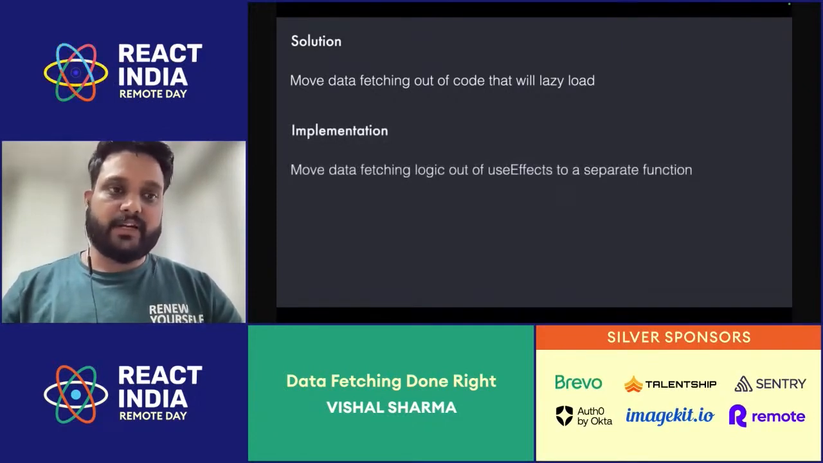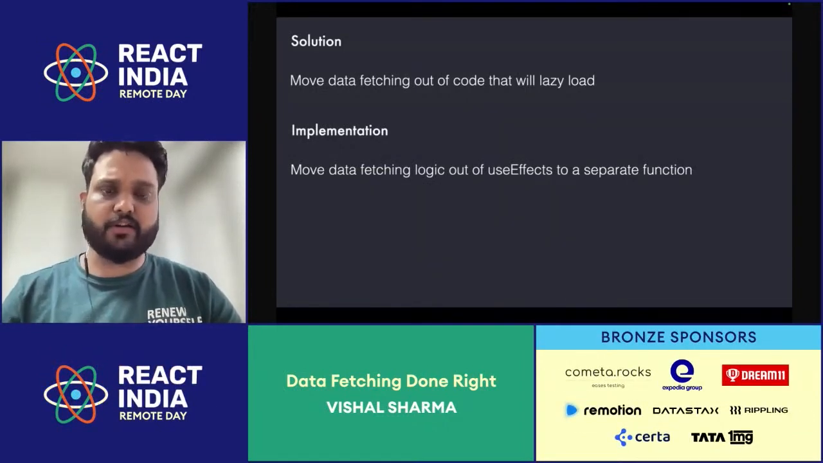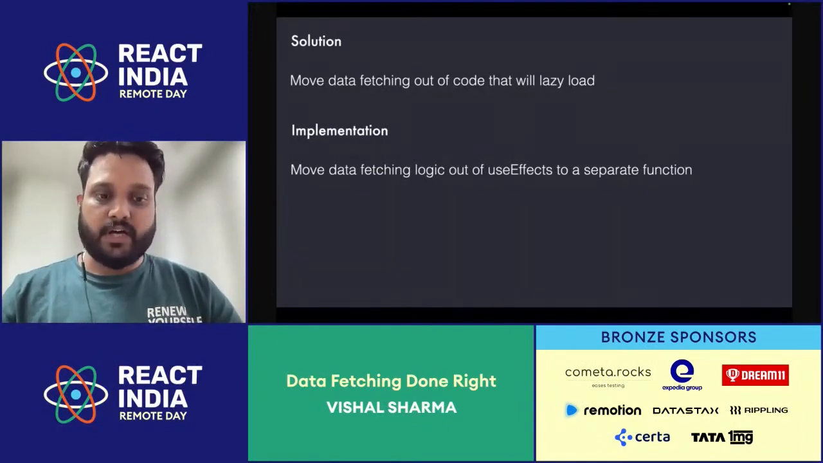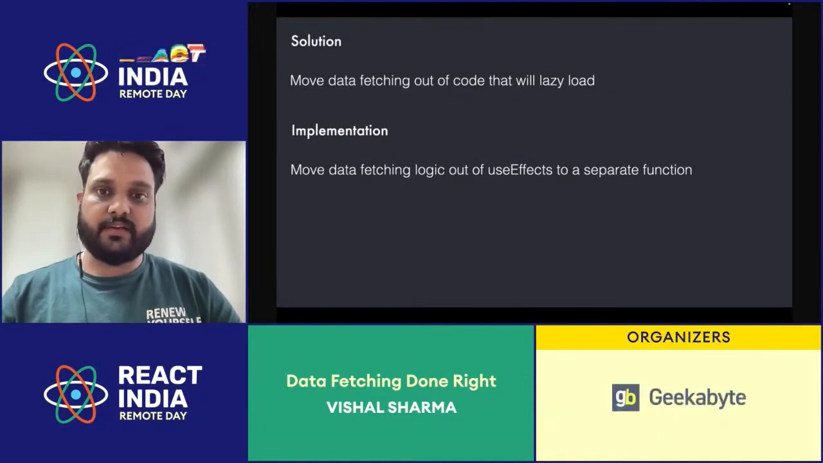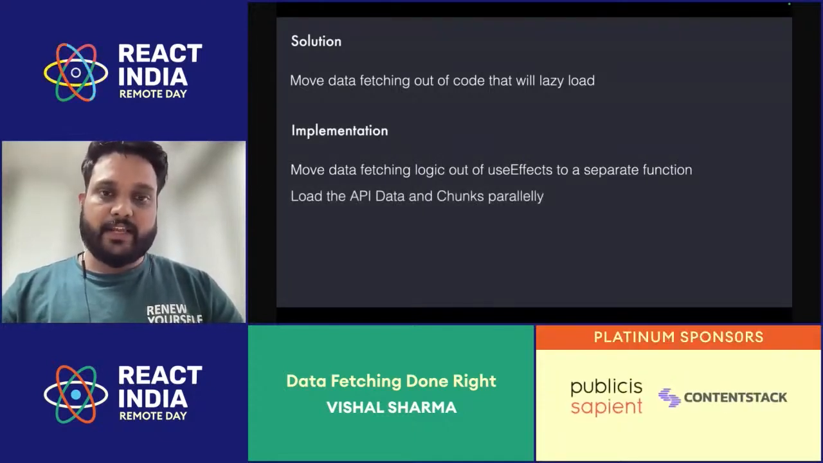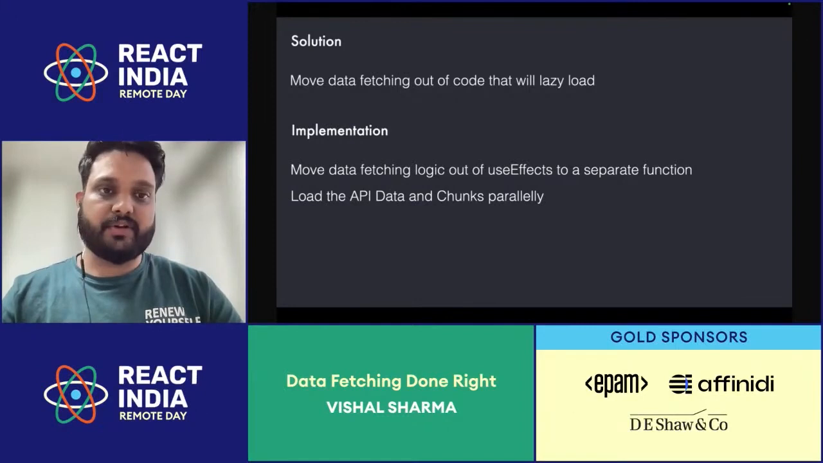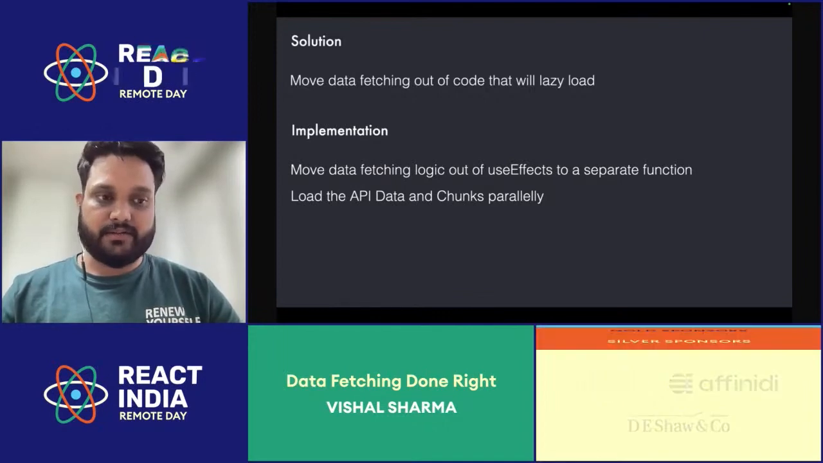The implementation that we did was moving the data fetching logic out of useEffects. We were using Redux thunk to handle the async operations and using useEffects to dispatch those actions. What we did is move that data fetching logic from useEffect to a separate function. Then, as soon as you navigate to a particular page, chunk prefetching is done automatically by our application, and as soon as the page changes, we make the API call to load the data also.